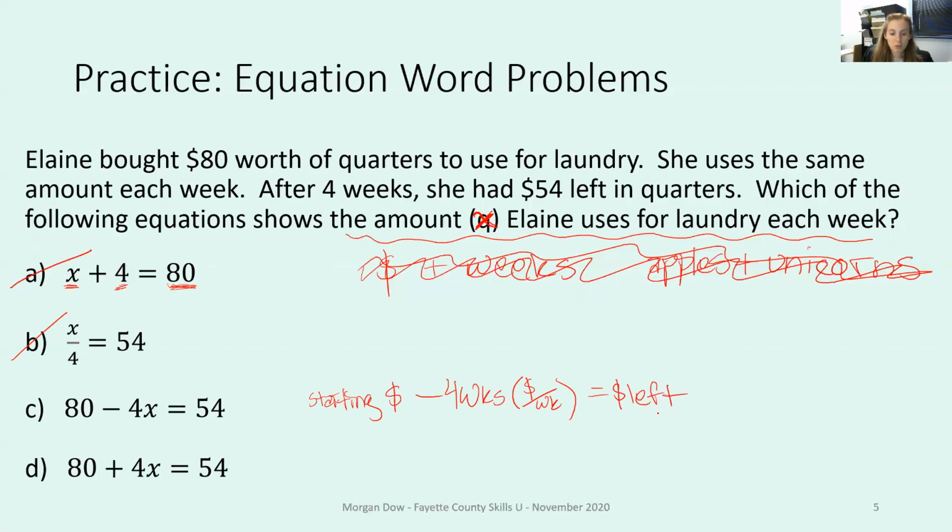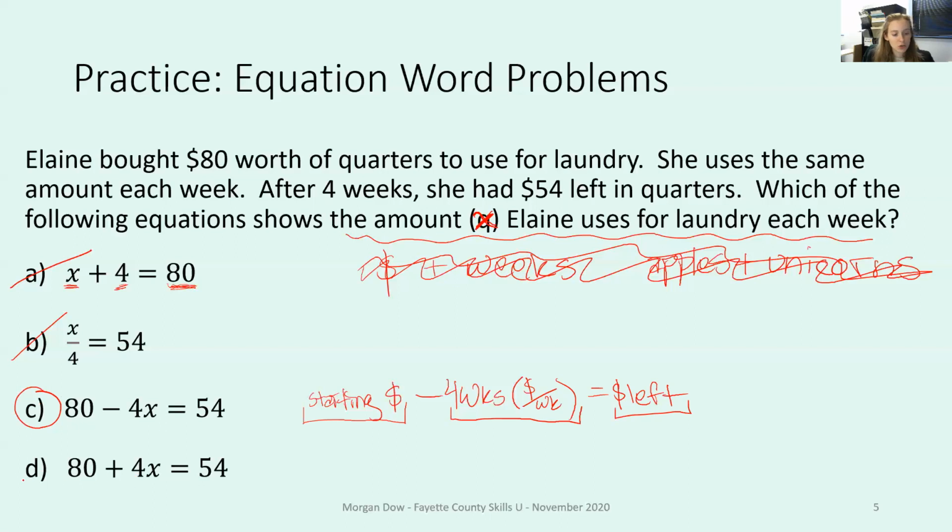Now I think this one makes quite a bit of sense, right? She starts with $80. She uses the same amount of money each week for 4 weeks. And so at the end of it all, she's got some amount of money left. So choice C is our correct answer here.